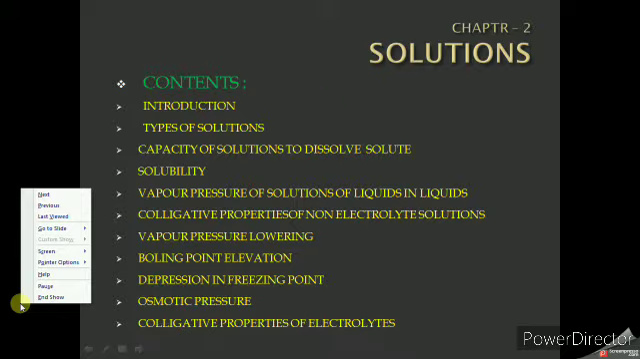In that, different colligative properties that you have to learn: lowering of vapor pressure, then elevation in boiling point, depression in freezing point, and osmotic pressure. Then lastly we will discuss colligative properties of electrolytes. Then let us discuss the introductory part of this topic.